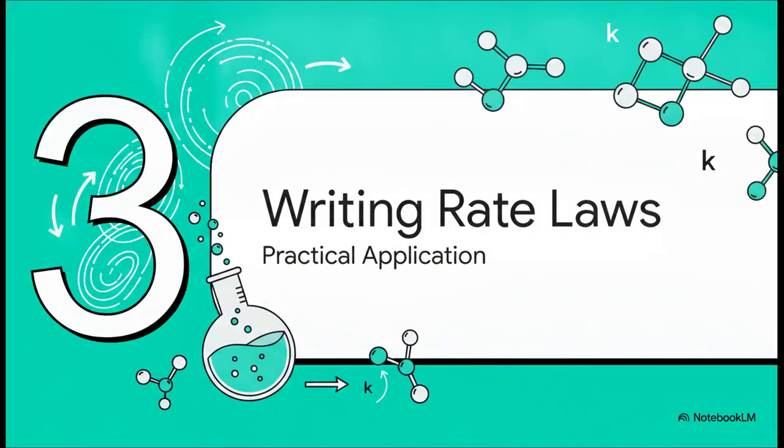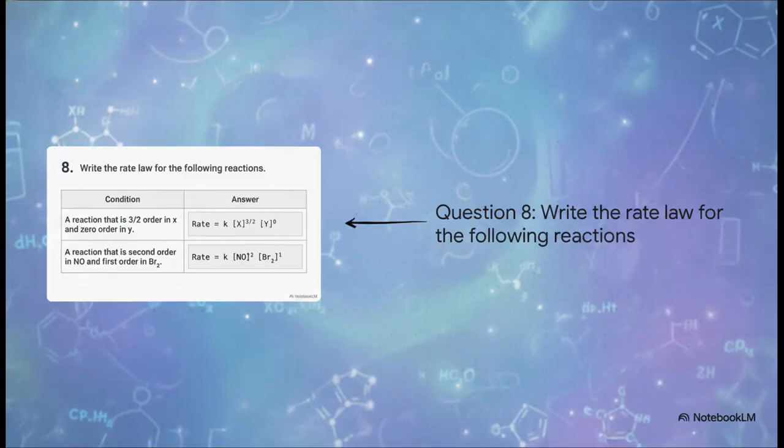Section 3. Writing rate laws. This is where we get into practical application. The trick here is taking a word problem and turning it directly into a mathematical formula. Question 8 asks to write the rate law for the following reactions. Condition A is a reaction that is 3/2 order in X and 0 order in Y. The exact answer is rate equals K, [X] to the power of 3/2, [Y] to the power of 0.